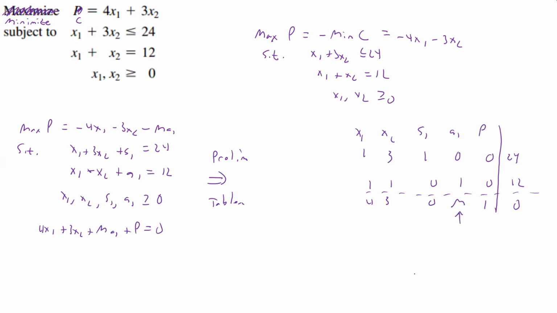And we need to eliminate this. Okay, so how do we do that? Well, it looks like if we take minus M times row 2 plus row 3 and add it to row 3, that's going to be our new row 3. That should get us what we need here. So when we do that, we'll have now x1, x2, s1, a1, P, and this is going to be 1, 3, 1, 0, 0. Then we had 24. And then the same with the next row, so it's going to be 1, 1, 0, 1, 0, and that was a 12.